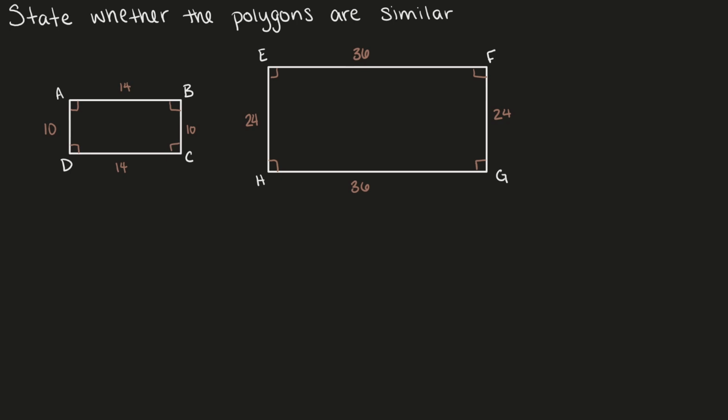Let's look at a couple examples of comparing polygons to see if they are similar. Starting us off, we have these two rectangles, rectangle ABCD and rectangle EFGH. Our first step is to compare our angles, so let's see if our corresponding angles are congruent. Angle A corresponds with E, B corresponds with F, C corresponds with G, and D corresponds with H. All of these angles are 90 degrees in both figures, so we know that all the angles are congruent.